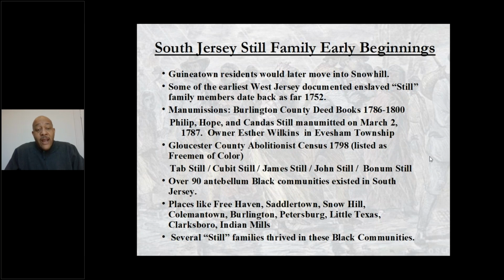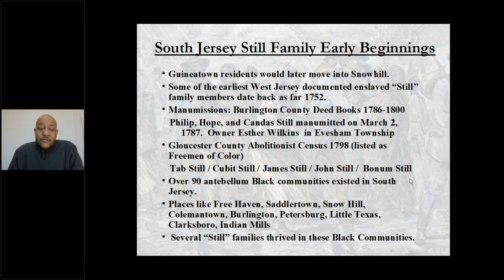We know that over 90 antebellum Black communities existed in South Jersey, and there were communities before the Civil War had begun. Places like Freehaven, Sadlertown, Snow Hill, Colemantown, Burlington, Petersburg, Little Texas, Clarksboro, and Indian Mills. There are still streets named for some of these areas. Like Little Texas, there's a street called Texas Avenue on Marlton Mount Laurel Road, and that was because of a community called Little Texas. Colemantown Cemetery is where Jacob's Chapel AME Church is located in Mount Laurel off of Elbow Lane. That was a Black community right there where that church is today.